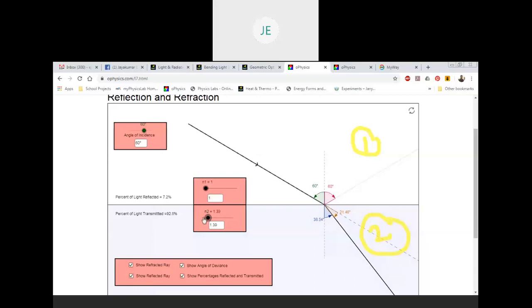Okay, so let us see the first initial condition: same medium, there is no deviation. And slowly I am increasing the refractive index of the second medium, and there is a deviation you can observe, and slowly the refracted ray is moving towards the normal.